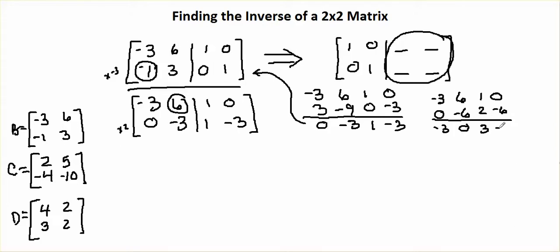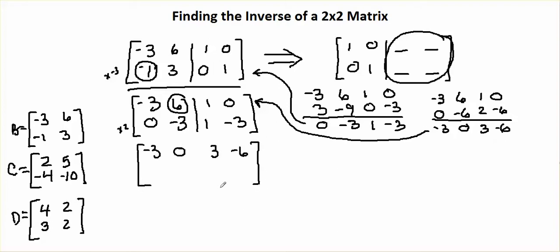to get this. And because we are trying to eliminate this top 6 over here, we're going to replace our very first row with our new row. And we get a -3, 0, 3, -6. 0, -3, 1, -3.